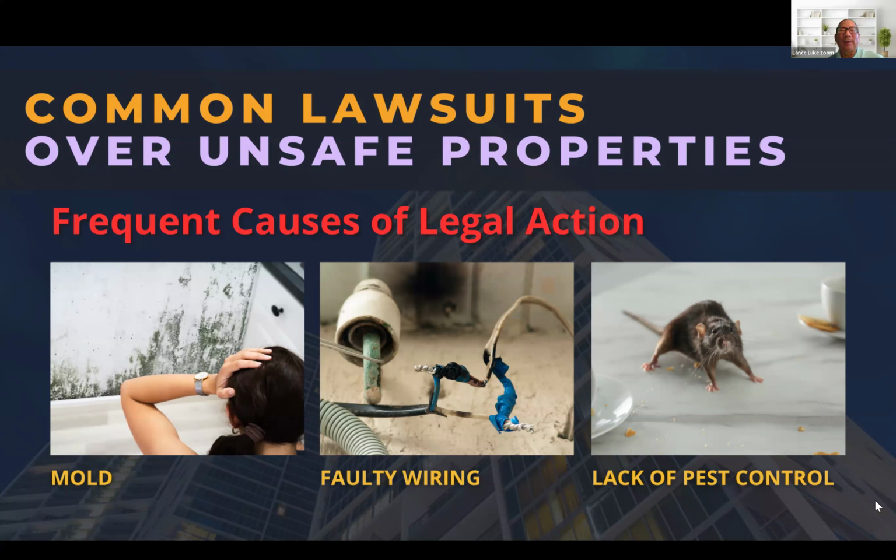Faulty wiring. I mean, it's obvious if the light's flickering and you have buzzing noises in the circuit breaker and all that. Call an electrician, right? Take pictures of the wiring if you're a tenant so you can document it. And then lack of pest control. Rodents, they're after food, right? That's what they're looking for. So the cleanliness thing is important.